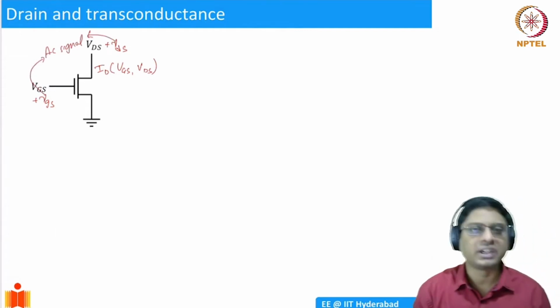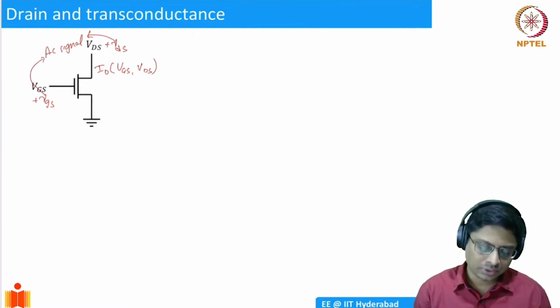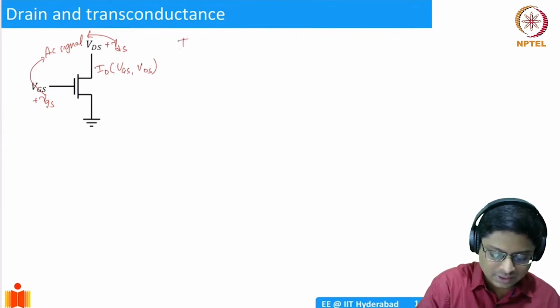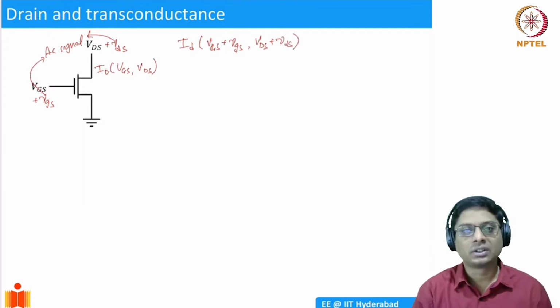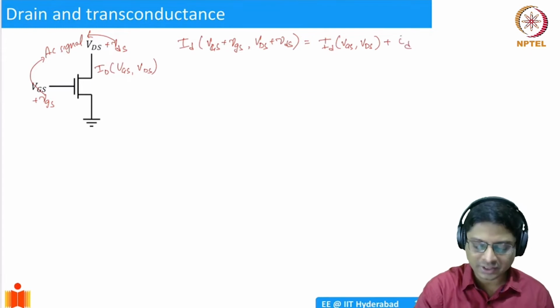Okay, so what happens when I do this? Okay, that's what we are interested in finding out. So we can say that, let's say, ID. Now I'm applying a DC VGS plus AC VGS, comma, VDS plus AC VDS. This is what we are applying. So if this is a current, we can write this as essentially equal to ID, which is the DC operating current, plus a small ID which I'm calling the AC drain current.